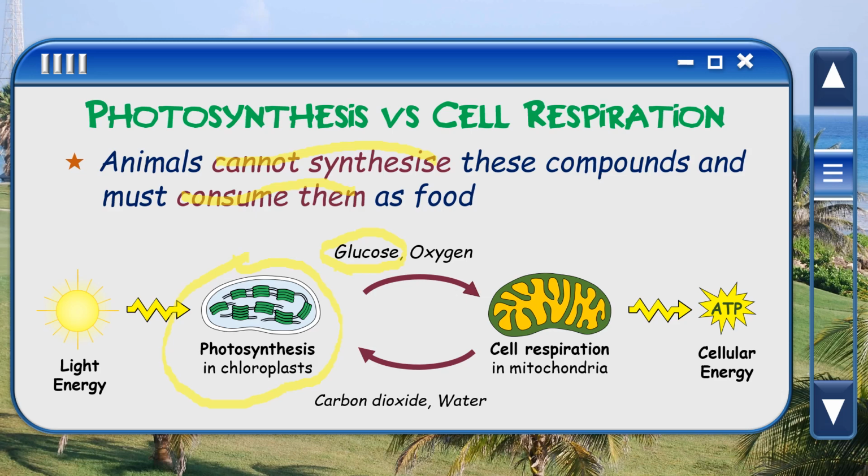So the animals will consume it, and when they consume it, they will use it in the presence of oxygen in the mitochondria, and then they will break it down to release that energy which has been stored in the carbon compound by the chloroplast from the sunlight, and then it will be used as energy in the cell. And then the waste products that are produced, carbon dioxide and water, will be taken back to the plant to be stored again as energy in the form of glucose.